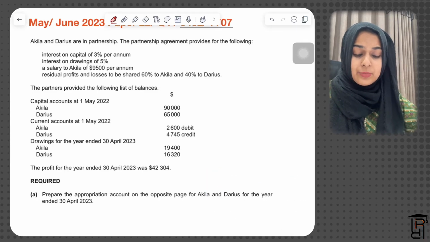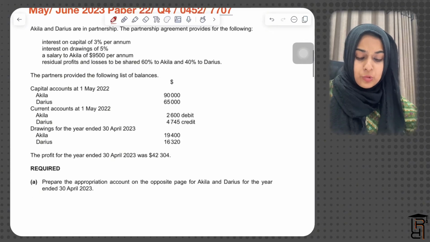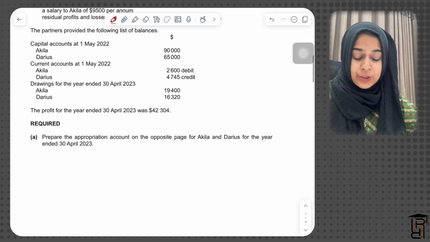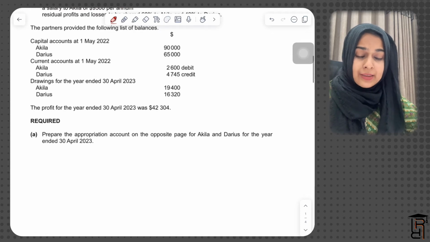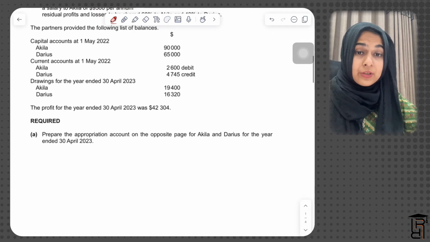Then they're saying the partners provided the following balances: capital account balances and current account balances. Then they have given you two balances for drawings, 19,400 for Akila and 16,320 for Darius. Then they have given you the profit for the year, that is 42,304. That tells me that they have calculated profit, so the income statement is not what they'll ask you in the questions.